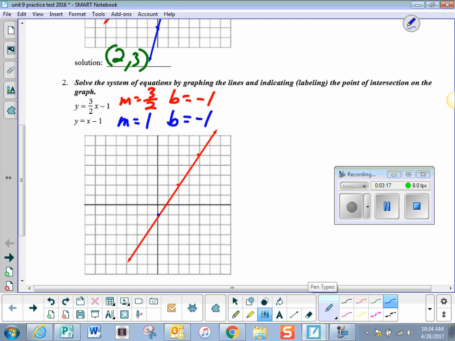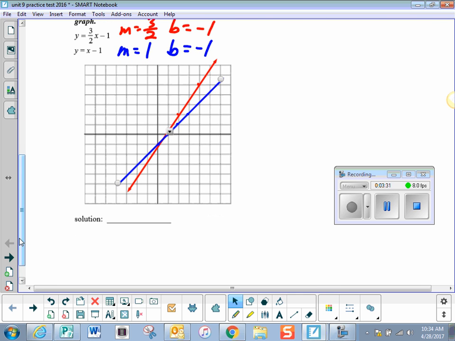This is negative 1. I'm going to rise 1 and run 1. And sure enough, the point of intersection is 0, negative 1. So that's the solution. Okay, so the solution is 0, negative 1. Tanner, please stop. That's a warning. Okay, moving on.